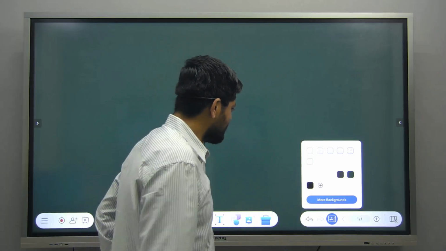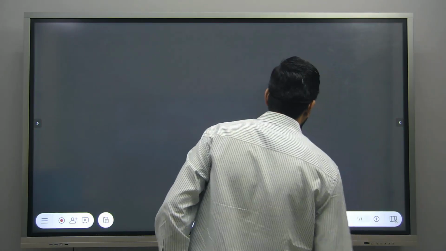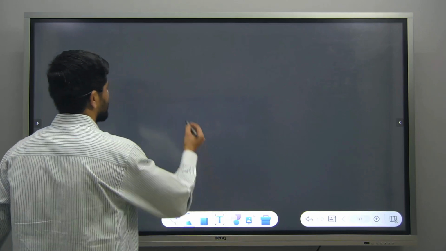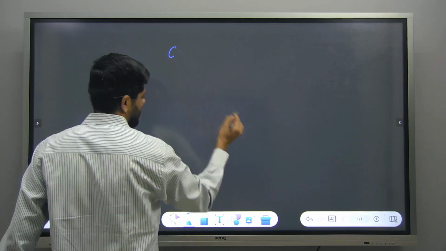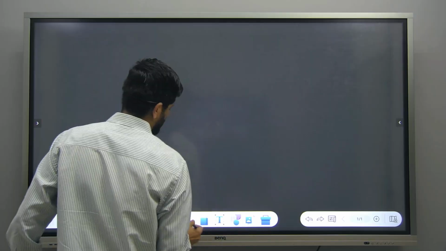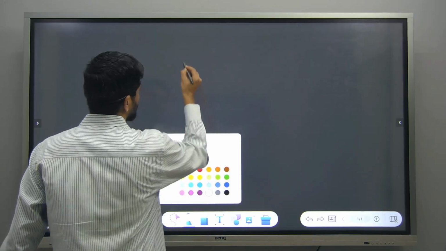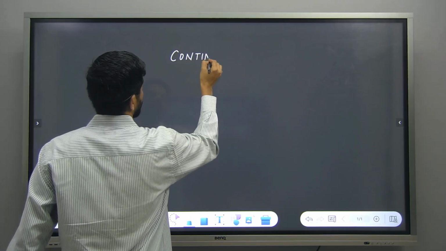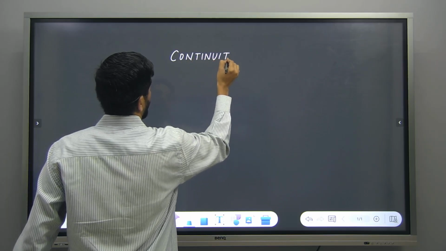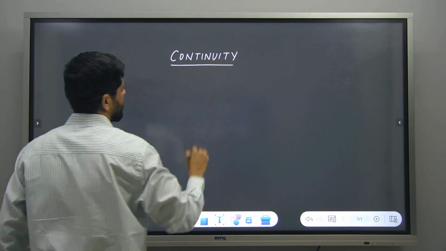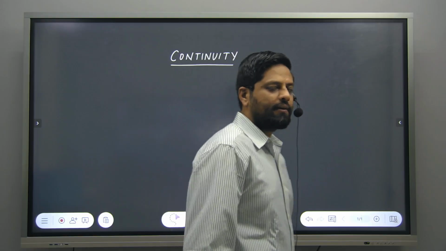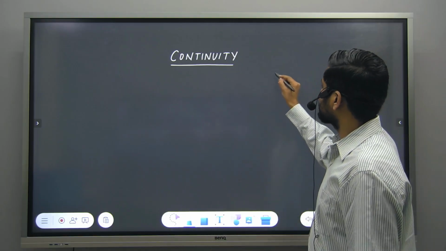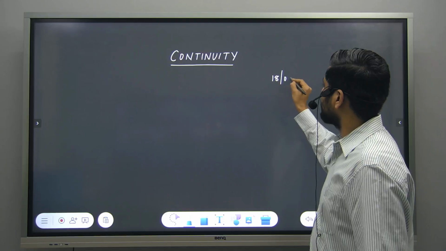So, here we go. We'll continue with, I think in the last class we discussed continuity of which function? Can you recall? Signum function. Yes, signum function, correct? I hope you have a proper understanding of the signum function, continuity of a signum function. We have understood it very well.